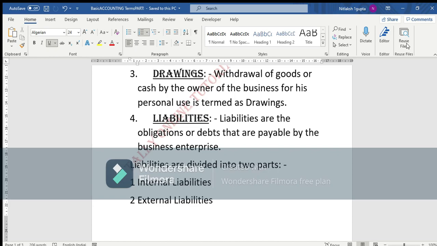When the owner, the proprietor or the partners withdraw money or goods from the business for their personal use, it is known as drawings. Only those transactions which are related to the business are recorded in the business, and the personal transactions related to the owners of the business are not recorded in the books of accounts. So those personal transactions which are treated as drawings are recorded only under the heading drawings.